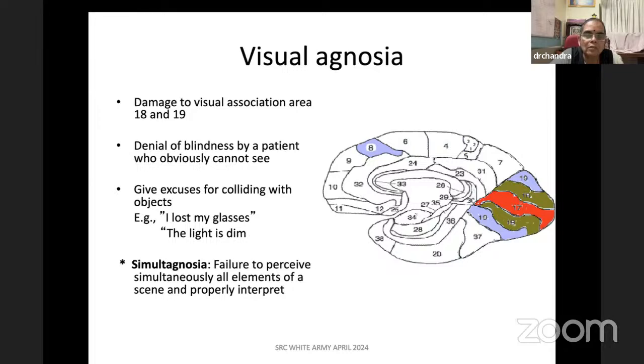And simultagnosia is one thing which we see in this area. Failure to perceive simultaneously all elements of a scene and properly interpret. For example, if you see the celebrations in a temple, they may identify the elephant, they may identify the umbrella, but they will not together say this is a temple festival. Amorphosynthesis, synthesizing the various components and making it a whole, that will not be there. Individual components will be perceived, but together it will not be processed.